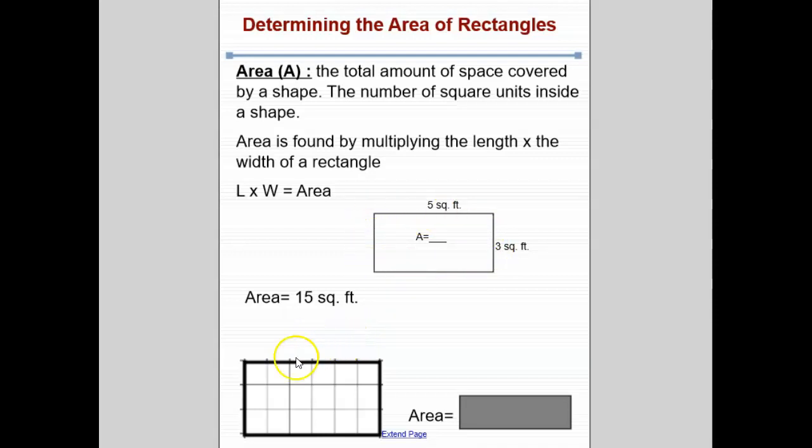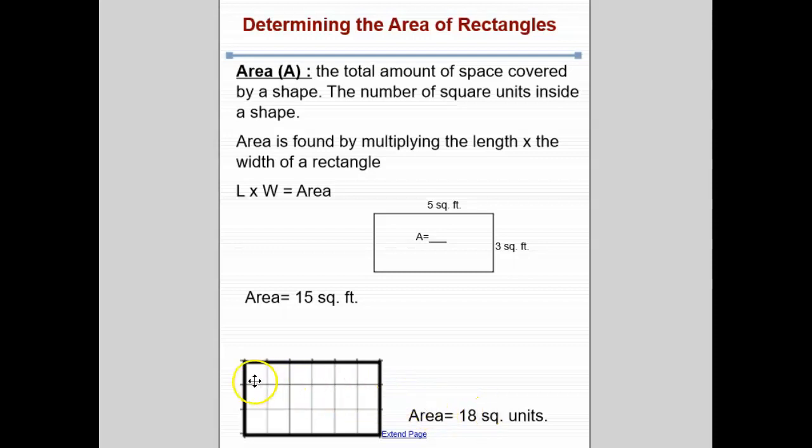Well, now look at this rectangle. For this rectangle, I know I can find the area by just very carefully counting the square units. So let's count the square units to determine the area. 1, 2, 3, 4, 5, 6 square units per row. And there are 3 rows. So I know I could multiply 6 times 3, which I know right away would be 18 square units.